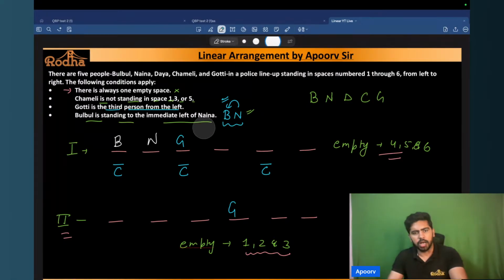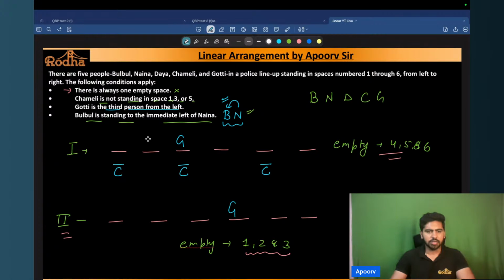Or it can also happen, not necessary, right? It can also happen that Chameli is here, there is here, and B and N are over here, and this is empty. So there are a lot of possibilities. How many cases will you make in the starting to fix it, right? You cannot do that, isn't it?